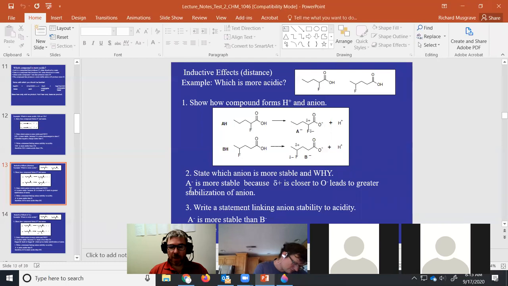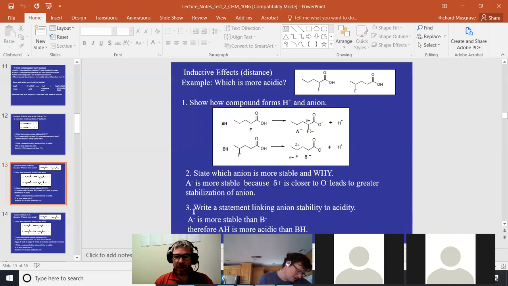Now, once we've got that, we can write a statement that links anion stability to acidity, and we can say that in this instance, A minus is more stable than B minus. That makes AH more acidic than BH. And the language there is important because we need to say which anion's more stable, and then we need to relate that back to why the initial compounds, the ones we're actually talking about, these two up here, the ones with the F's on them that have the H's not removed yet, are the ones that are acidic. The anions aren't acidic at all.